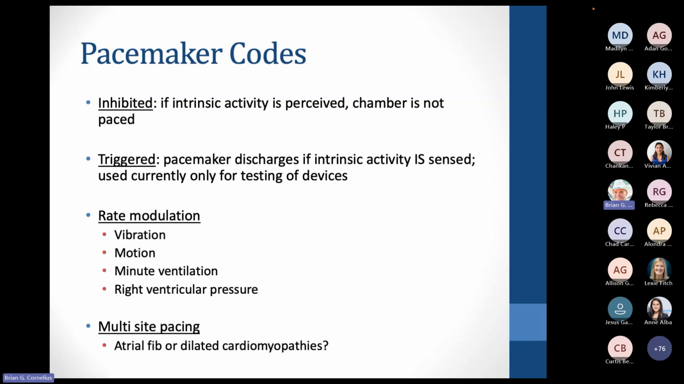You may see that there are some modulation settings in there where they're able to tailor that for the patient. And then we talked about the multiple site pacing. The biggest thing we're seeing as far as multi-site pacing is going to be ventricular pacers for people with horrible cardiomyopathies. You will occasionally see it for AFib, but BIV is the most common one that we do see.